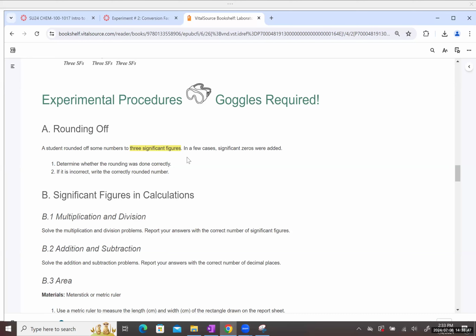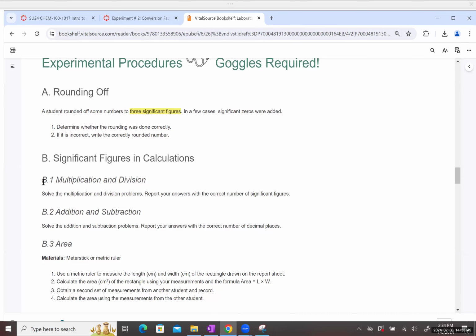And in this case, we're just going to read the instructions. So for B1, solve the multiplication and division problems. Report your answers with the correct number of sig figs. And B2, solve the addition and subtraction problems. Report your answer with the correct number of decimal places.